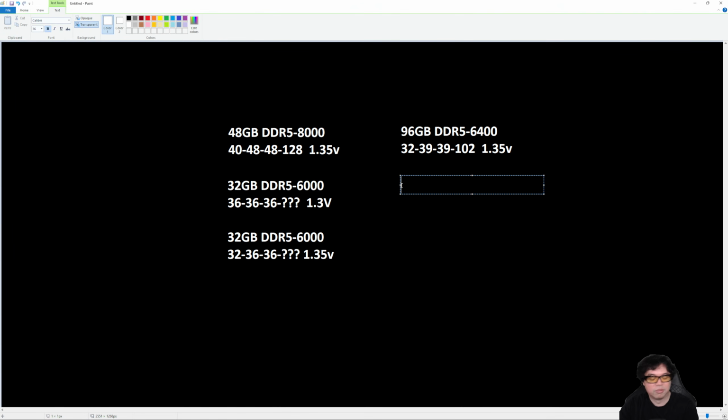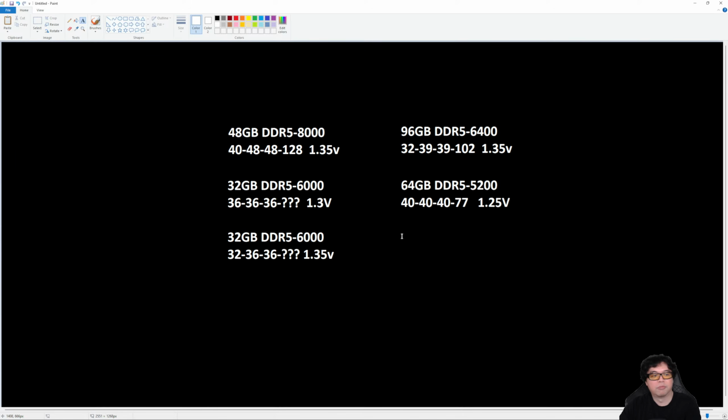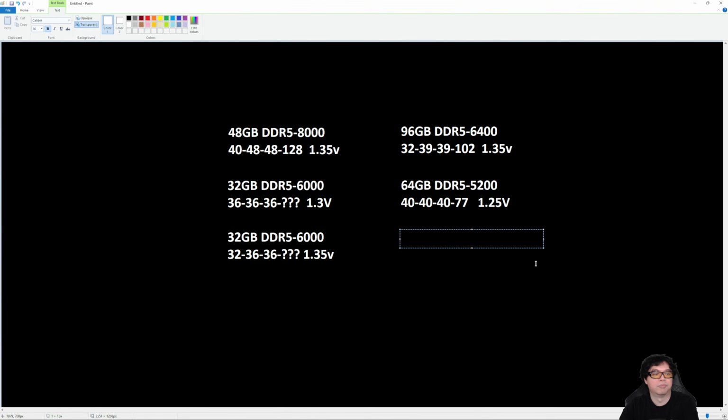I'll do one more example. 64 gigabyte DDR5 5200, 40, 77, 1.25, what is it, 1.2? 1.25 volts, I believe. And there's one more. Let's do one more for completion.